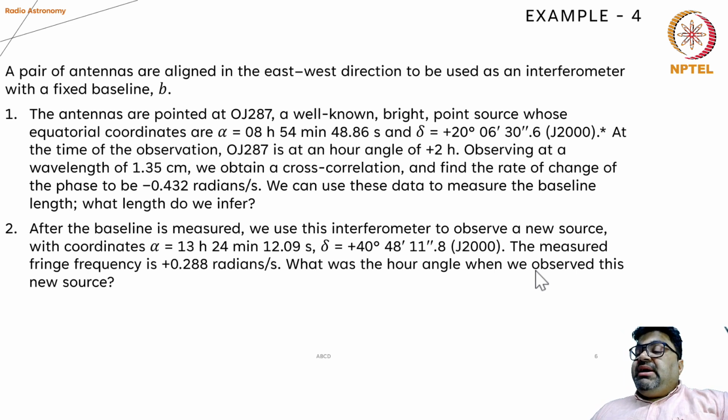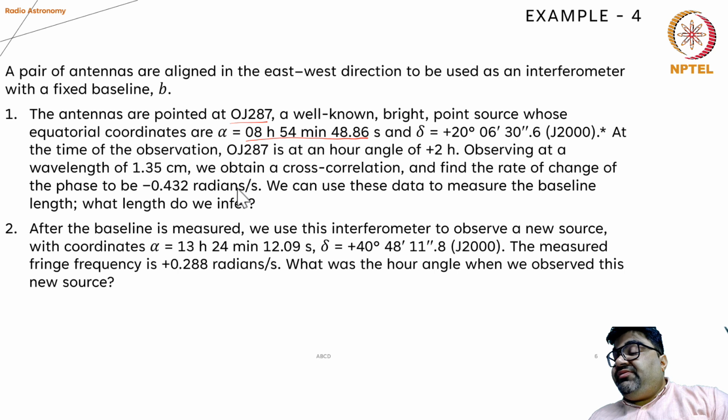Next example. A pair of antennas are aligned in the east-west direction to be used as an interferometer with a fixed baseline B. Antennas are pointing at a particular source, it doesn't matter. The alpha is given as 8 hours, 54 minutes and 48.86 seconds.